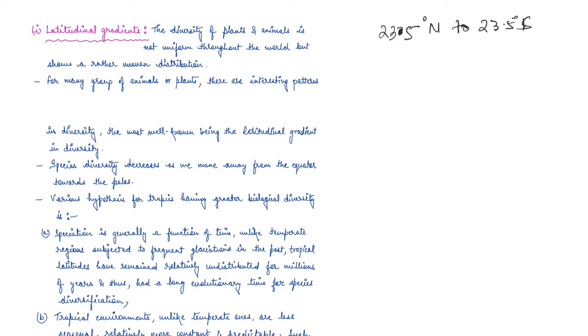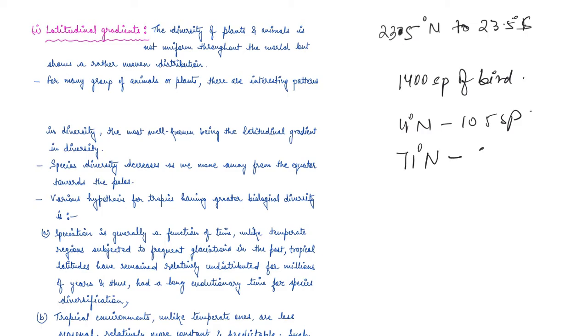For example, Colombia, located near the equator, has nearly 1400 species of birds. New York, which is at 41 degrees north, has 105 species of birds. Greenland, which is at 71 degrees north, has 56 species of birds. Again, India, with much of its land in the tropical latitudes, has around 1200 species of birds.